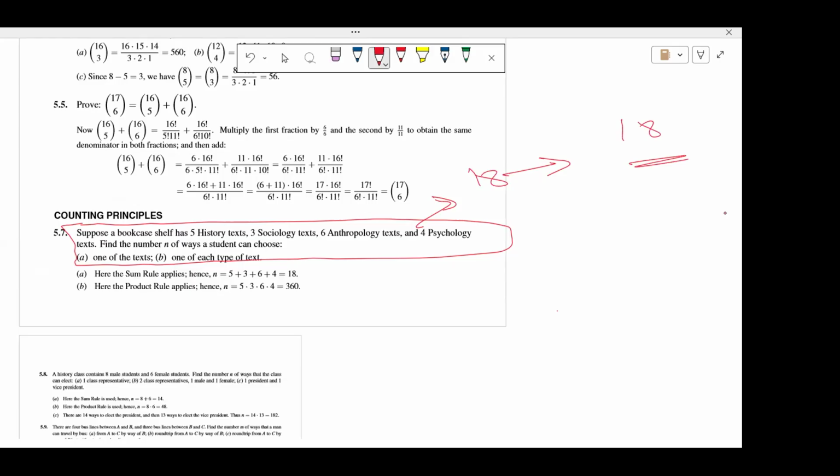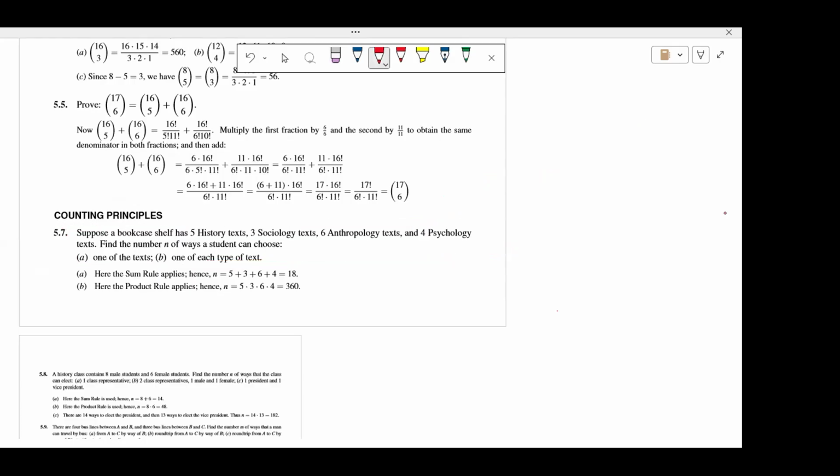Now they are telling one of each type of book. How many types do we have? 5 history books, 3 sociology books, 6 anthropology books, and 4 psychology books. There are 4 types of books. Now they allow only one book from each category.